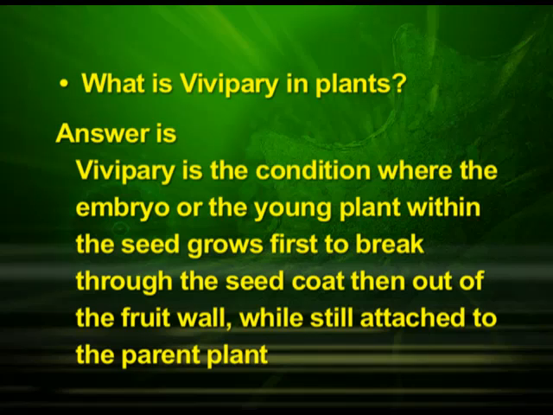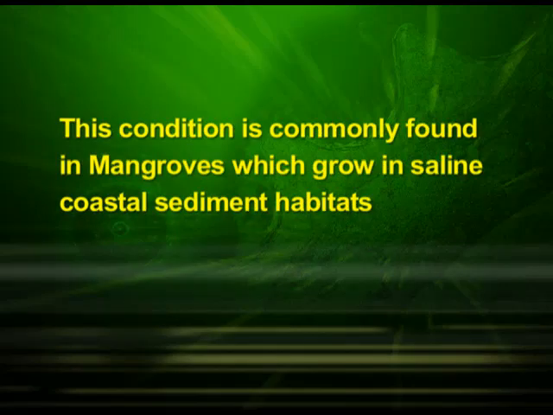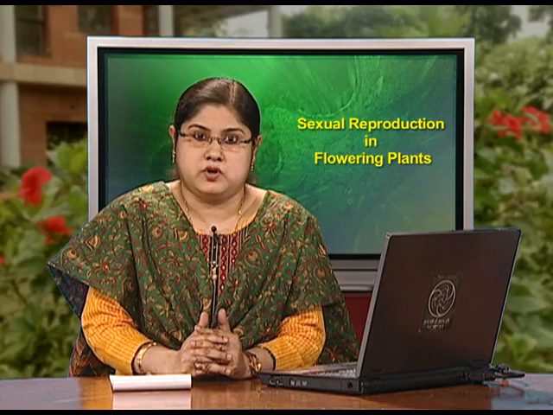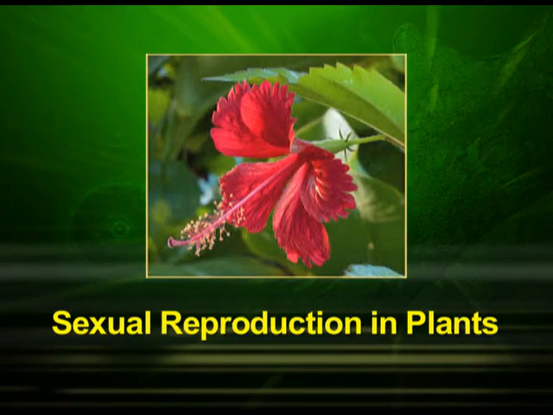The answer is that in plants, vivipary is the condition where the embryo or the young plant within the seed grows first to break through the seed coat, then out of the fruit wall, while still attached to the parent plant. This condition is commonly found in mangroves, which grow in saline coastal sediment habitats. So dear students, now let us start with the next part of the topic, sexual reproduction in plants.